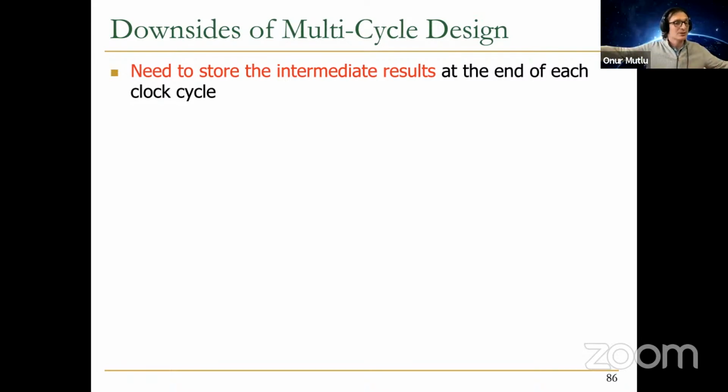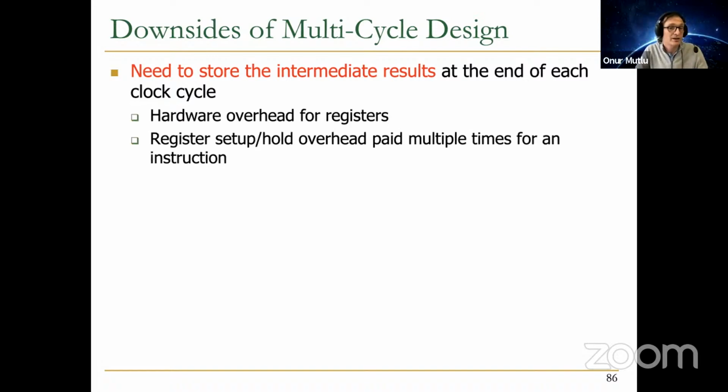Whereas if your clock cycle is long, you're paying that overhead as a small fraction of the instruction execution. Now you're probably paying that overhead as a larger fraction of the instruction execution, because each instruction execution takes multiple clock cycles and a fraction of the clock cycle is gone. It cannot be used because there's the sequencing overhead that we discussed for the hold time and the setup time of the registers as dictated by them. So, okay, there's hardware overhead, registers and register setup and hold time overhead paid multiple times for an instruction as opposed to a single time in single cycle machines.